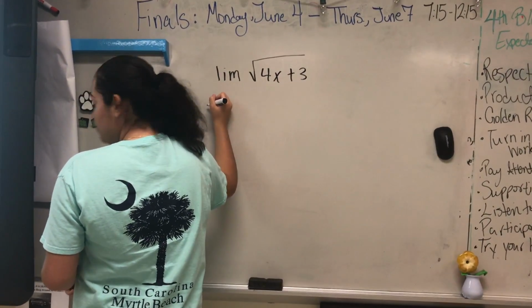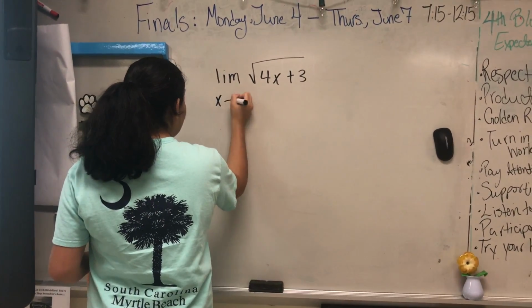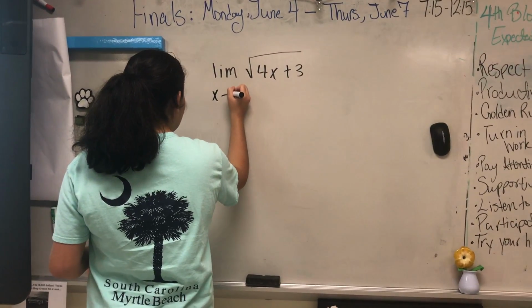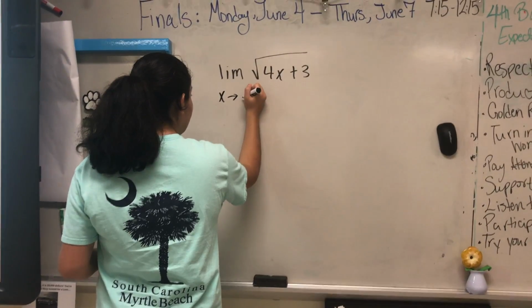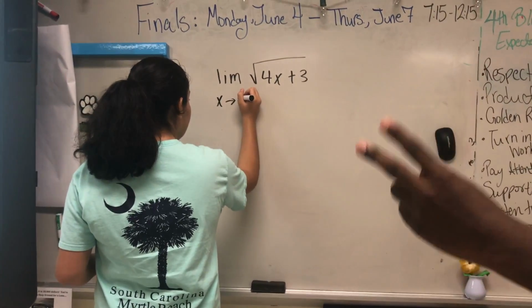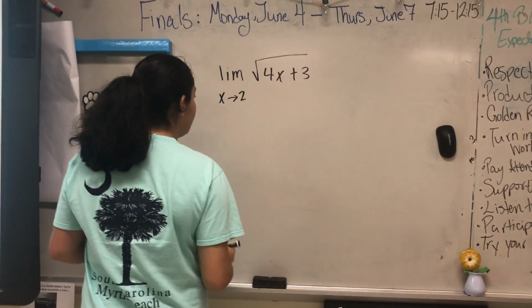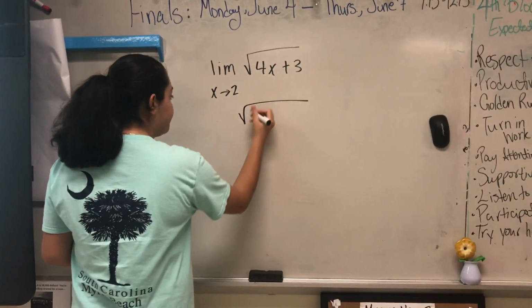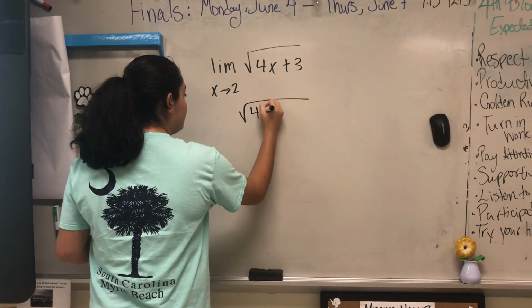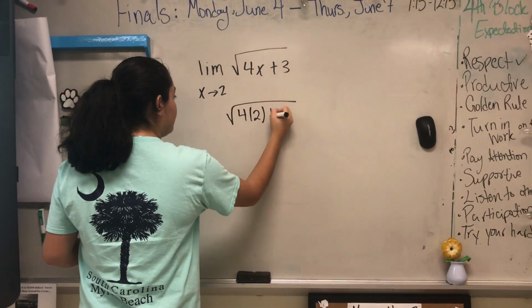Now we will be solving another direct substitution problem, this time under a radical. You will use the same strategies to be able to solve this problem. So the limit of the square root of 4x plus 3 as x approaches 2. Make sure you pause the video right now to solve on your own.